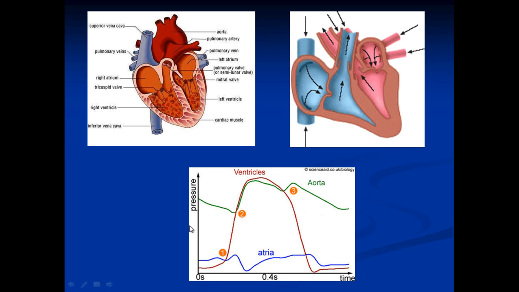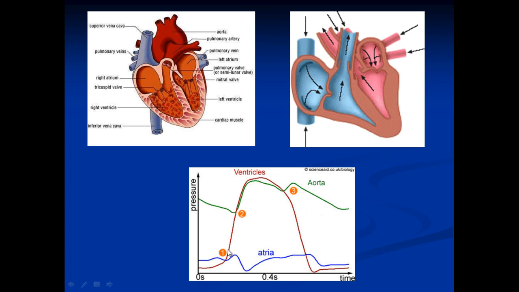At this point, if you go further round on the graph, up to point 3, what's happened here is the pressure in the aorta is now greater than the pressure in the ventricle, and so that now slams shut the SL valves at this point. And if we continue going down this graph, you can see here that the ventricular pressure eventually becomes lower than the atrial pressure, and so what's happening at that point is the atrial valves are opening, and therefore the blood is flowing through the atria and into the ventricles.